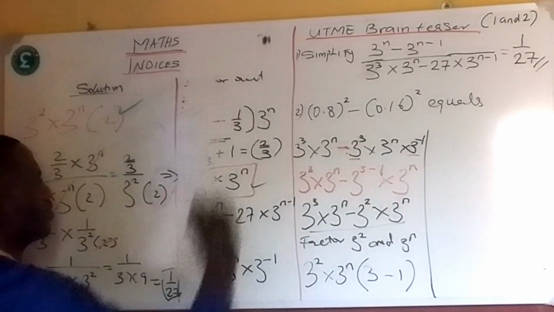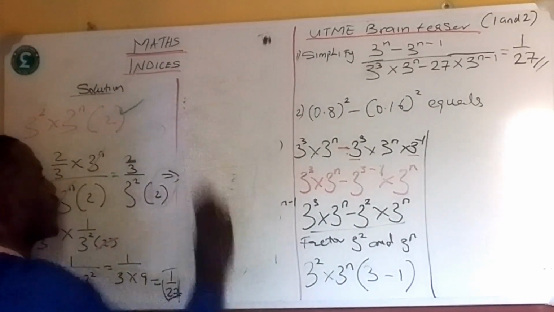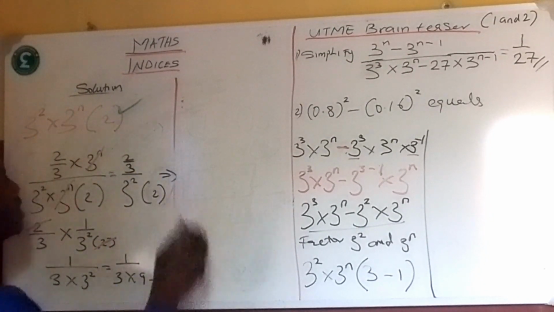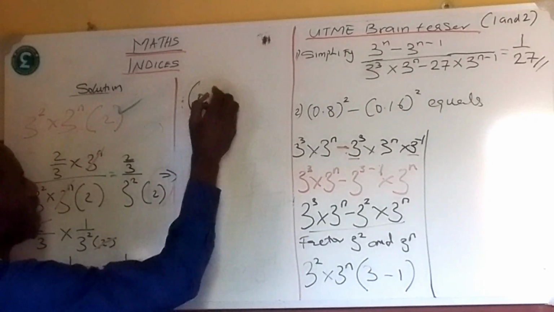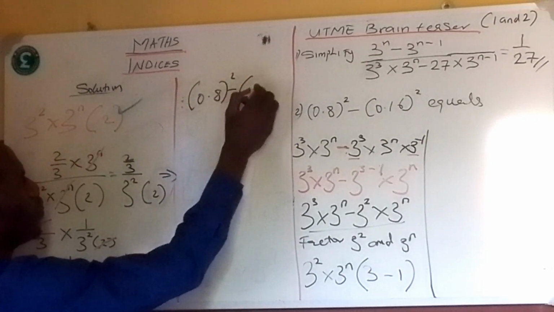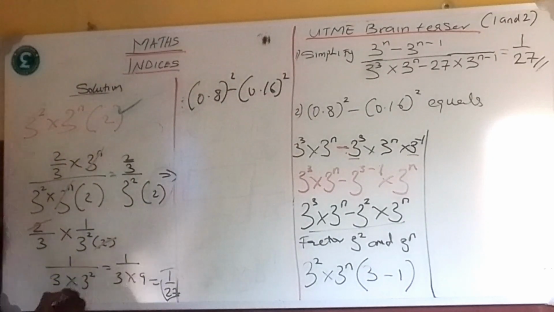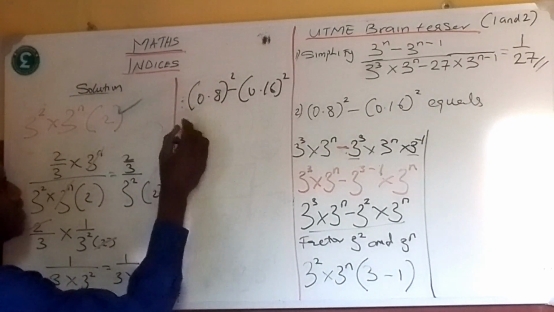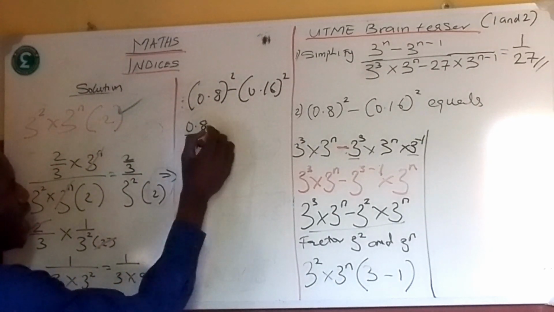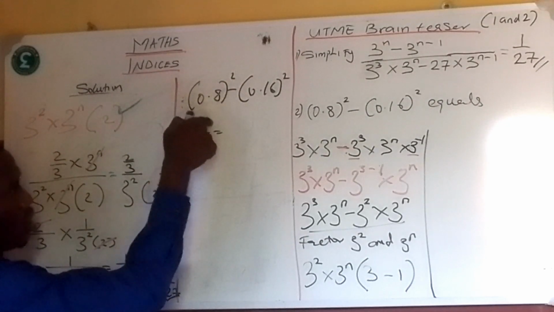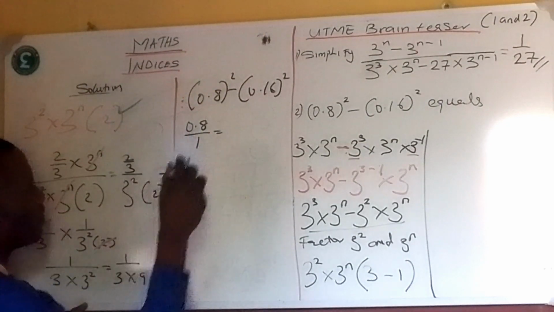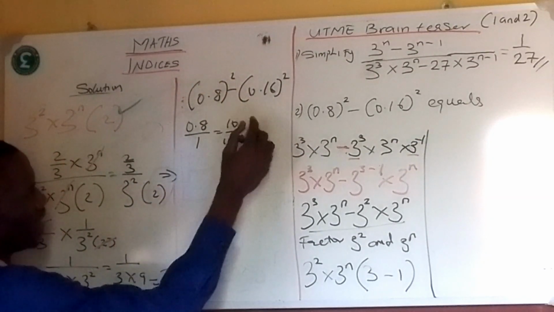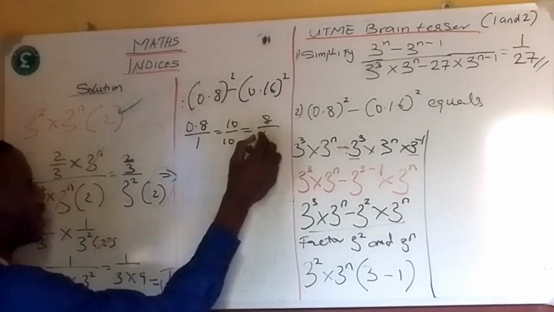The next question is very easy. That one says 0.8 raised to the power of 2 minus 0.16 raised to the power of 2. So what we're going to do here is convert this to a fraction. Now it is 0.8 over 1. It is one decimal place, so we're multiplying by 10. 0.8 times 10 will give me 8, and 1 times 10 will give me 10.